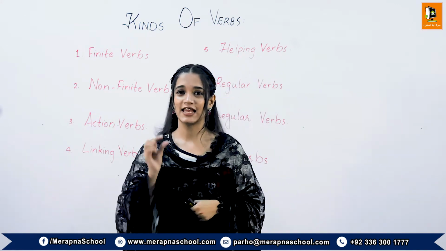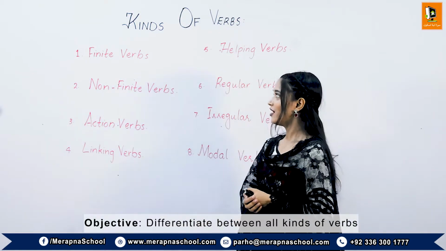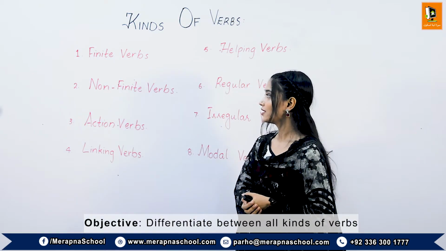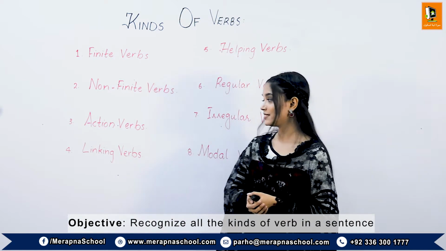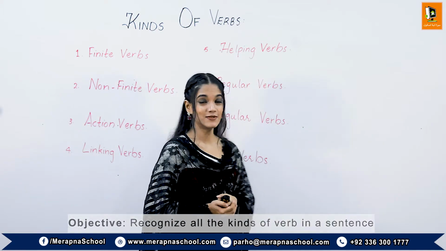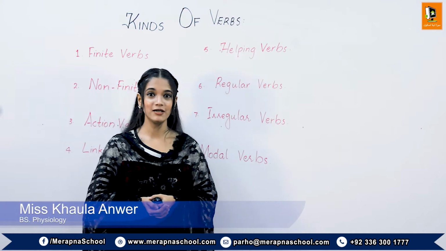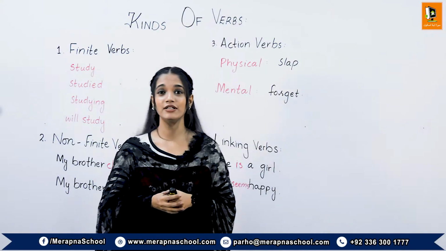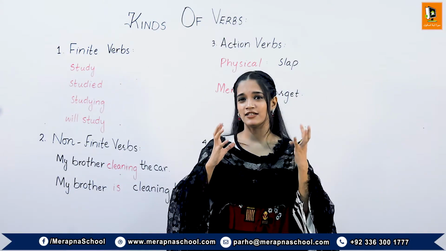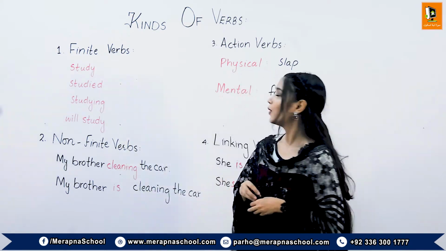In this session of English language, we are going to talk about the kinds of verbs and a little bit of detail about them. The first kind of verb we have is finite verbs, second non-finite verbs, third action verbs, fourth linking verbs, fifth helping verbs, sixth regular verbs, seventh irregular verbs, eighth modal verbs. Okay students, we are going to dig into the detail about the kinds of verbs.